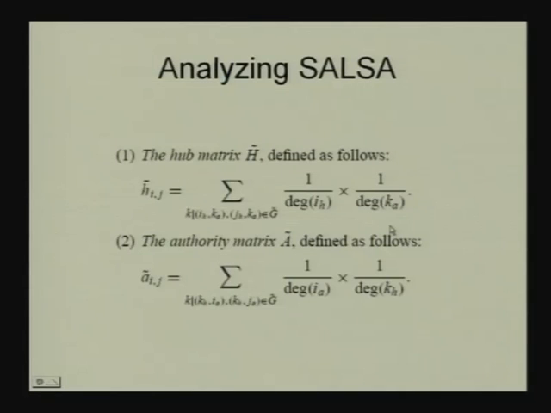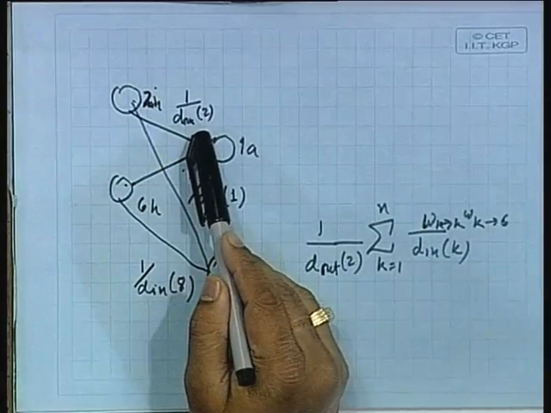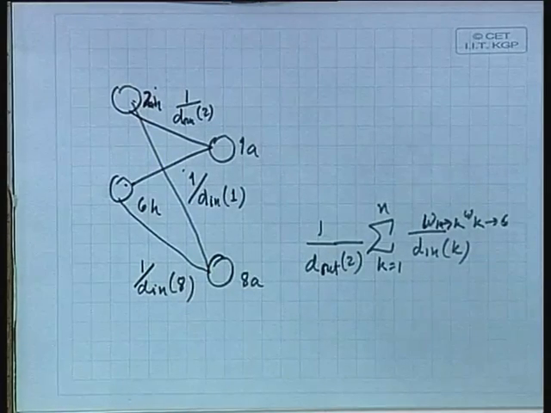And in the same way, in a very symmetric way, you could define the authority matrix. So, here what happens is, by the way, the in degree of this particular node in the original graph is nothing but the degree of the corresponding A node in the bipartite network.